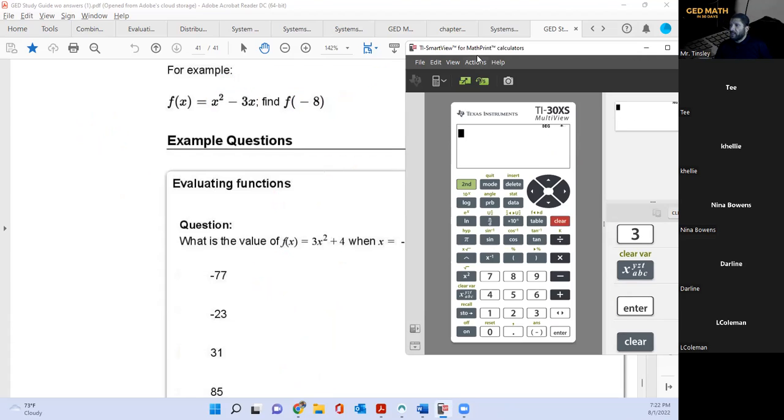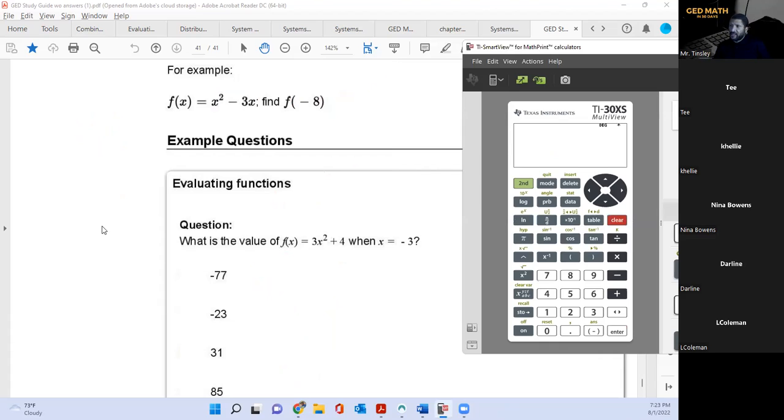Watch this. Look at this. This is another way they could say it. F of x equals 3x squared plus 4. When x is -3, they're telling you what x is. -3 store x. Plug in your expression. 3x squared plus 4. Done. 15 seconds, 31. Option C.